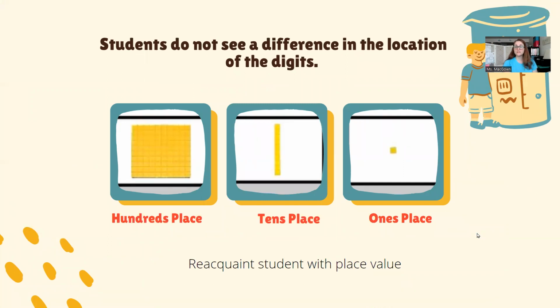Some of my students do not see a difference in the location of the digits. Here, I need to reacquaint my students with the place value. A single 10 or a 110 to them might mean the same as 1-1. So here we need to help our students understand that a 1 unit in the ones place is not the same as 110 unit in the tens place.